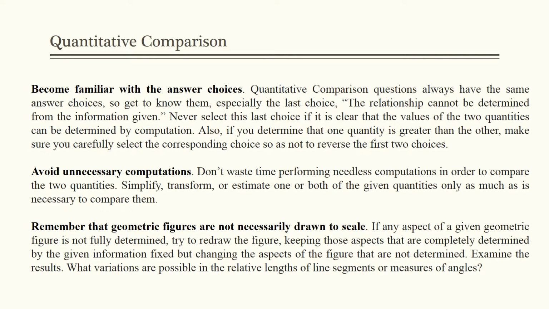Also, as I discussed last time, remember that the geometric figures are not necessarily drawn to scale. So if there is an aspect of a figure that's not fully determined, you redraw the figure. You keep the aspects that are determined fixed, but change the aspects of the figure that are not determined, and then see the results. What could be the possible variations in the relative lengths of line or measures of angle? That might change your answer.